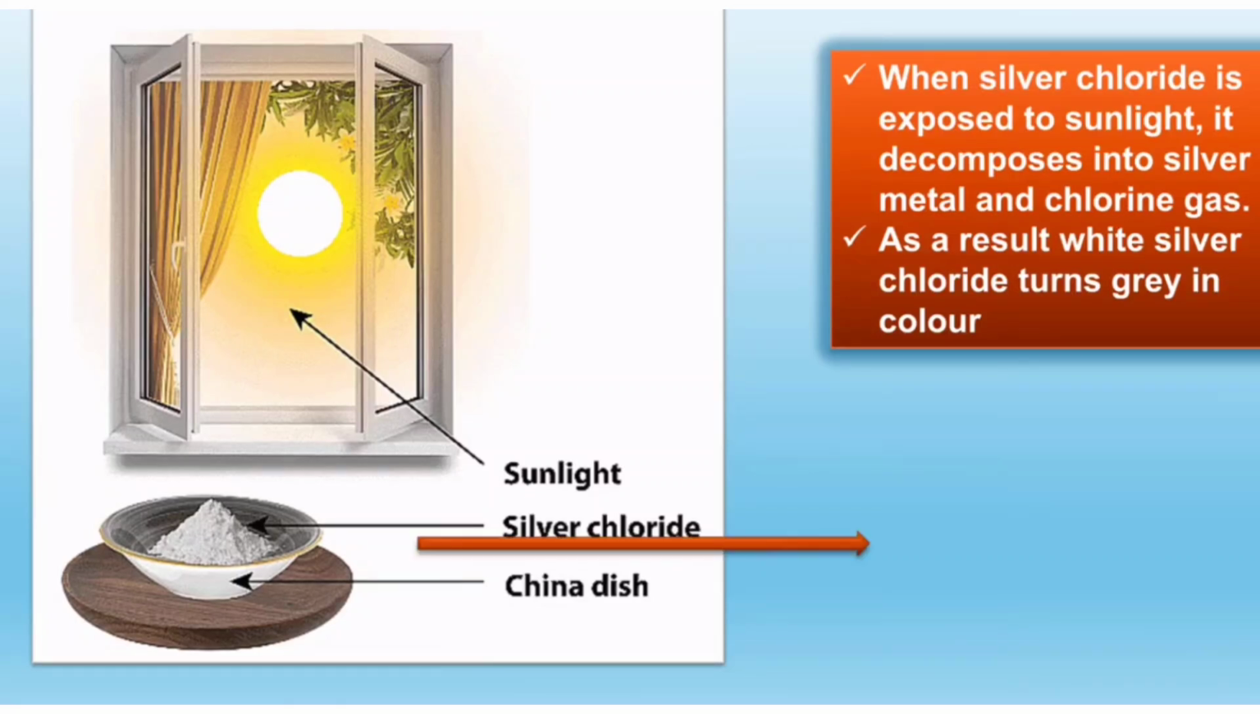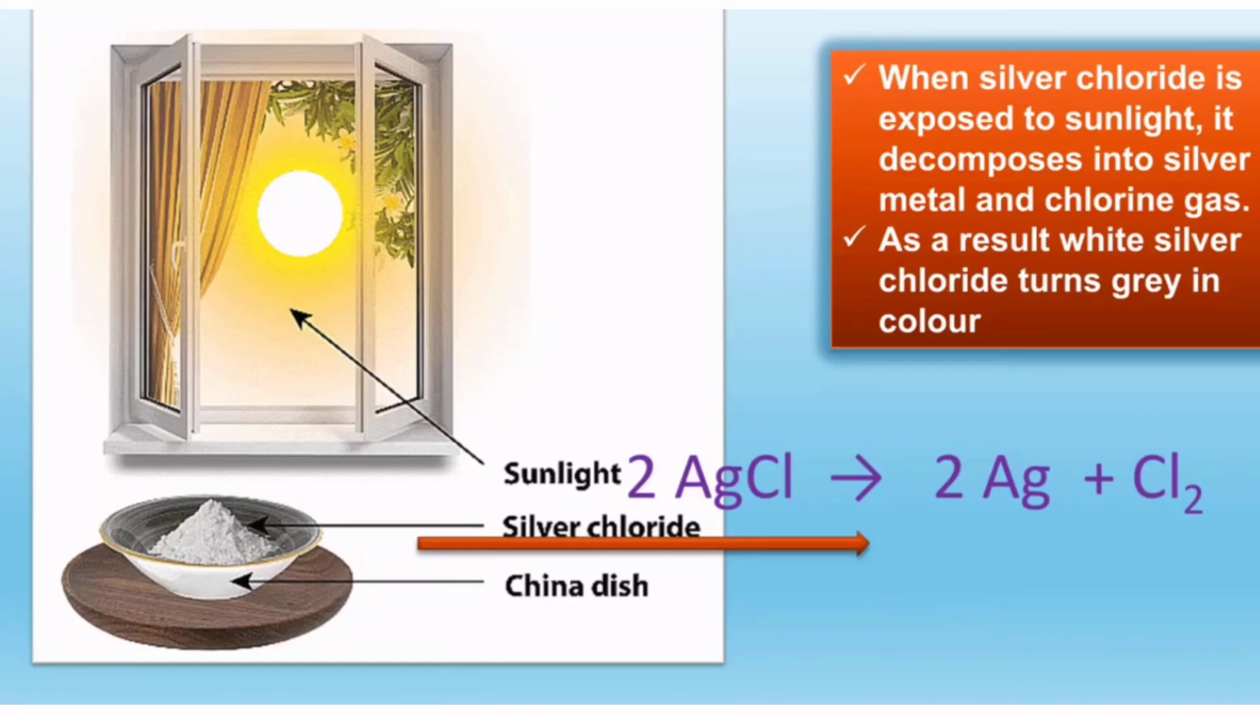What happens? When silver chloride is exposed to sunlight, it decomposes into silver metal and chlorine gas. As a result, the white silver chloride turns grey in color. So the photo decomposition reaction is mainly responsible for the white silver chloride changing into grey in color. So we can say that the equation is 2AgCl gives 2Ag plus Cl2 in the presence of sunlight.